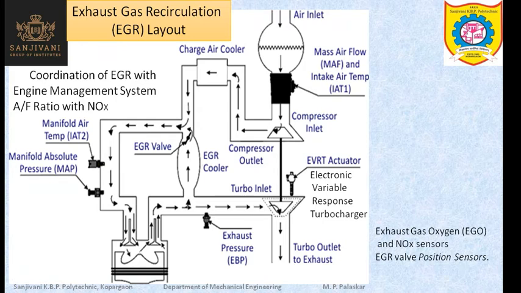But here for the EGR, mostly the nitrogen oxide is sensed. The NOx percentage is sensed by the ECU, and accordingly this valve is controlled. The position of the EGR valve is controlled by the ECU, and a particular amount of exhaust gases are allowed to recirculate or go back to the engine. So this is nothing but the exhaust gas recirculation, EGR, layout.